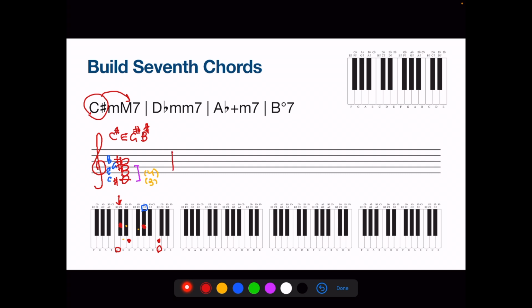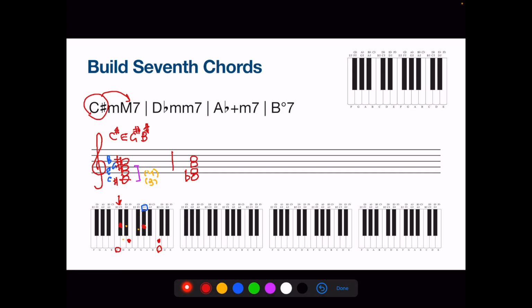Now let's continue to the next one. And again, if you want to try this on your own, you can pause the video and just use it to check your answers afterwards. So I would highly encourage you to do so, but if you want to just follow along, that's also okay. So the next one is a D flat minor minor 7. So first we have to, of course, start with a D flat note. D flat. And then write your pancakes.